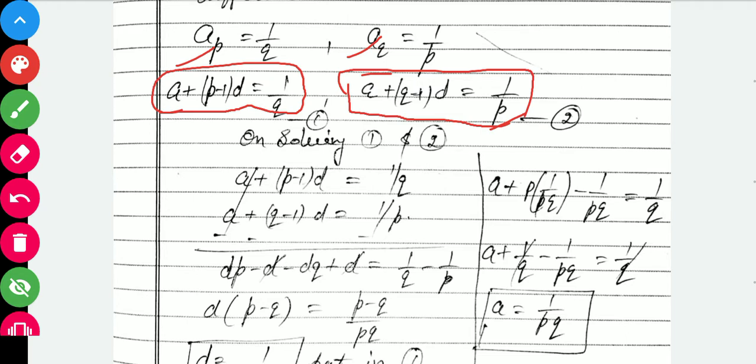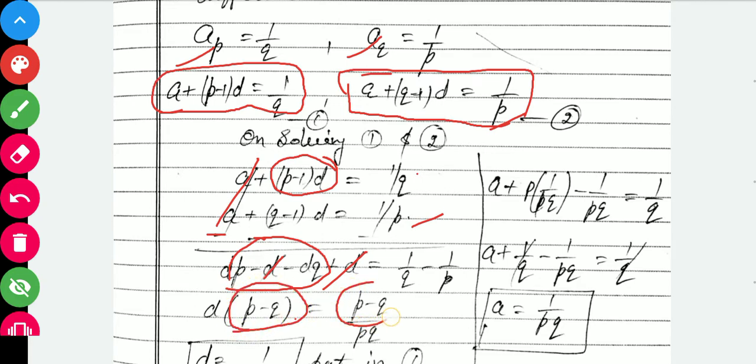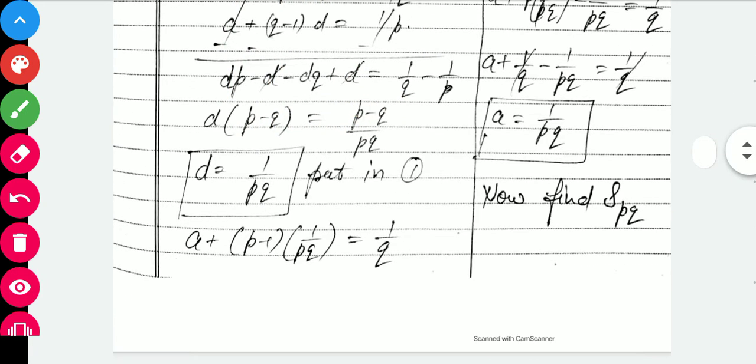we will solve, change their signs, minus 1, minus a is cancelled with plus a, and multiply d within the bracket, which will give you pd minus d minus qd plus d is equal to this minus this. So 1 upon q minus 1 upon p. Take the d common from these two terms, and then p minus pq is cancelled with this term, and we are left with d is equal to 1 upon pq.